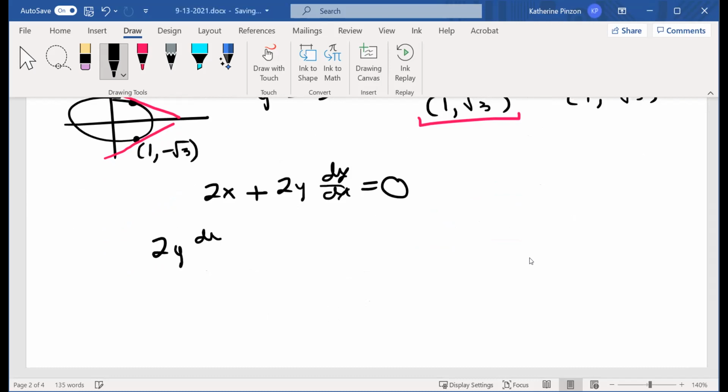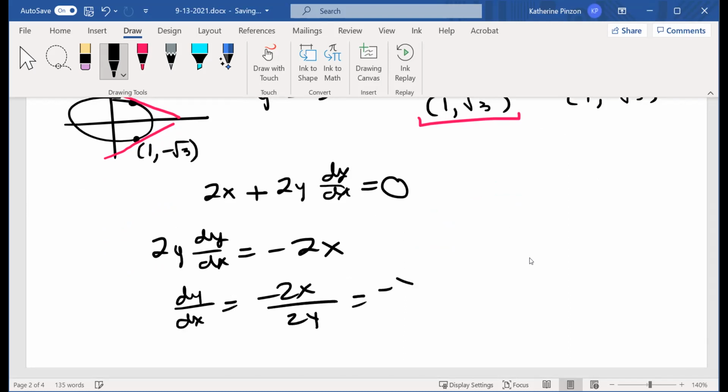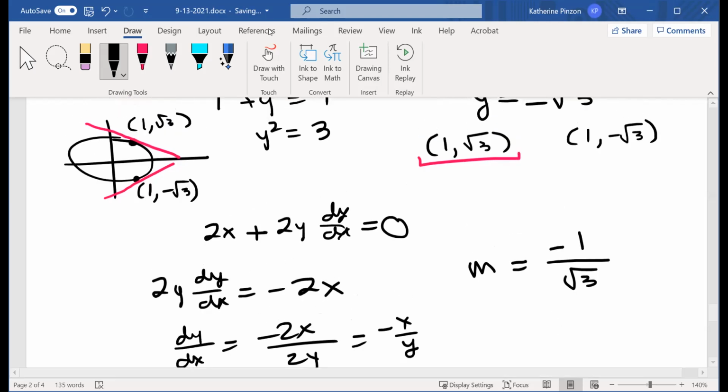Let's solve for dy dx, just so that if we wanted to, we could find the other tangent line. So I subtracted 2x to put it on the right. Then I divide by 2y, which is negative x over y. Okay, so my slope is going to be negative 1 over square root 3 because my x was 1 and my y was square root 3.